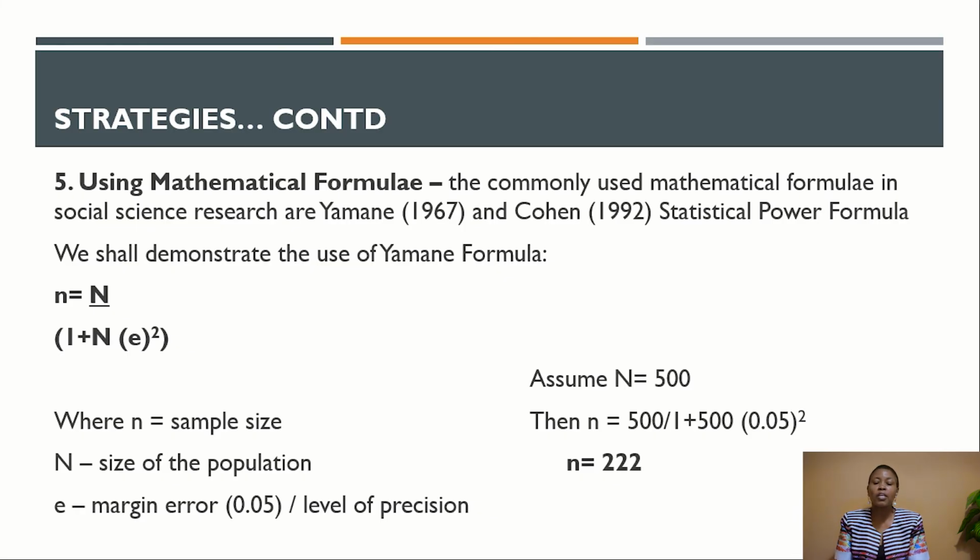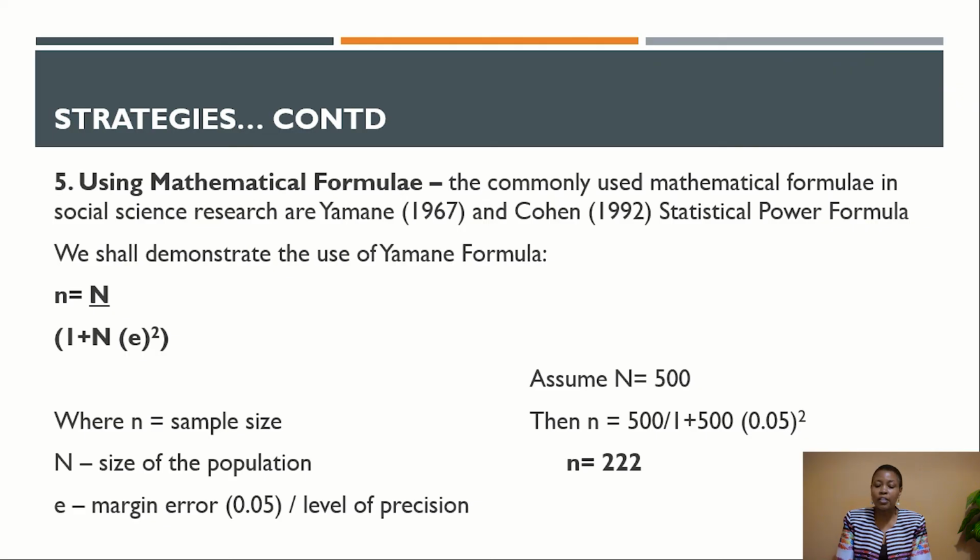We shall demonstrate the use of the Yamane formula. So when we are using the Yamane formula, small n is the sample size, capital N is the size of the population, whereas e is the margin of error or your level of precision. In most cases, we use a 5% significance level or margin of error.